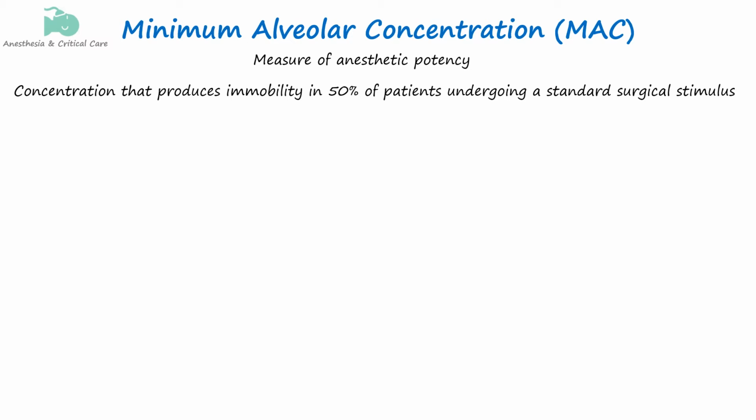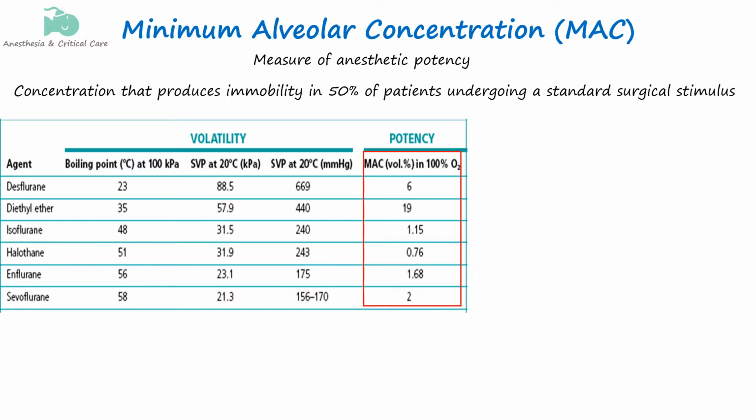The MAC of different inhalational anesthetics are given here. A lower MAC value means that a smaller concentration of the anesthetic is needed to achieve the desired anesthetic effect. Thus, anesthetics with lower MAC values are considered more potent. At their SVP, most anesthetic agents are very potent.